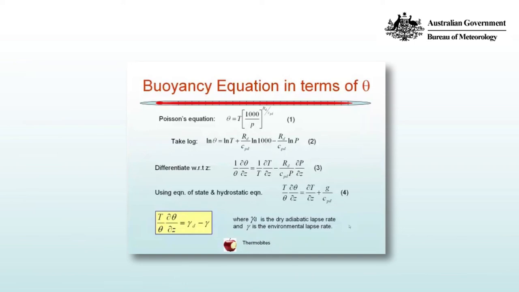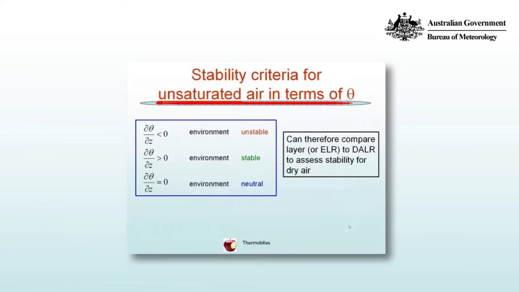And so we can look at how the potential temperature changes with height and infer whether or not a layer of atmosphere is statically stable or unstable or neutrally stable. So if d theta/dz is less than zero, then the environment is unstable. It means that the environment cools more rapidly than the parcel of air. If d theta/dz is greater than zero, then the environment is stable. The parcel of air cools more rapidly than the environment. And if d theta/dz is zero, then the environment and the parcel of air cool at the same rate, and so we have neutral stability.